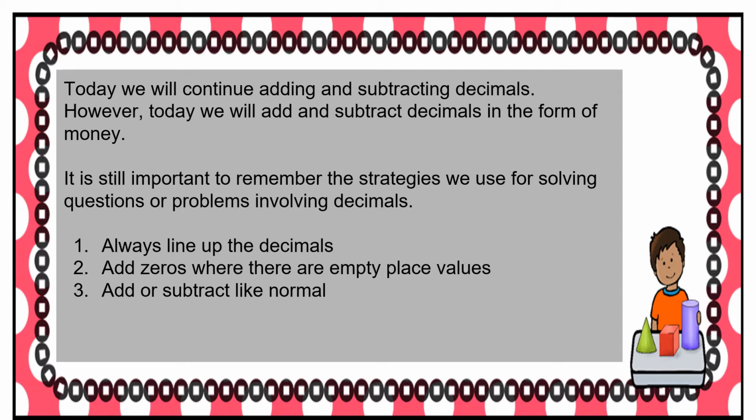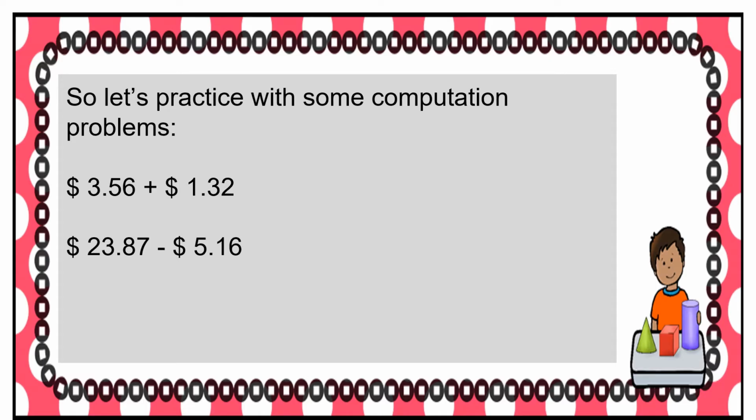So we follow those strategies. Number one, we always line up the decimals. We add the zeros where there are empty place values. And then we add or subtract like normal. All right, so nothing really changes. We're just adding in that decimal piece. Okay, so let's practice with some computation.